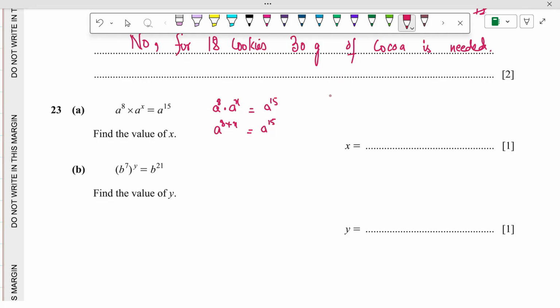So comparing the power, we will have 8 plus x is equal to 15, and when we switch 8 to the right side, we will have x is equal to 15 minus 8. So we can say that x is equal to 7.